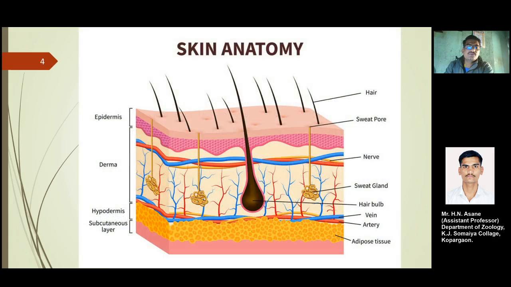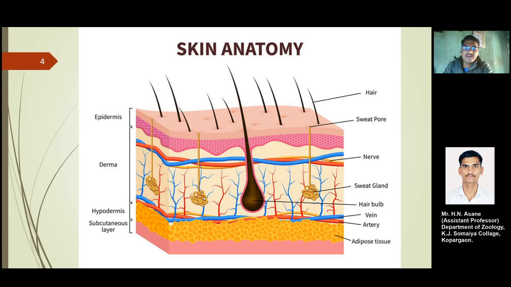So this will be the skin anatomy. As you can see, there are three layers at your left-hand side: the epidermis, the dermis, and the hypodermis. The subcutaneous layers are also included in the hypodermis.